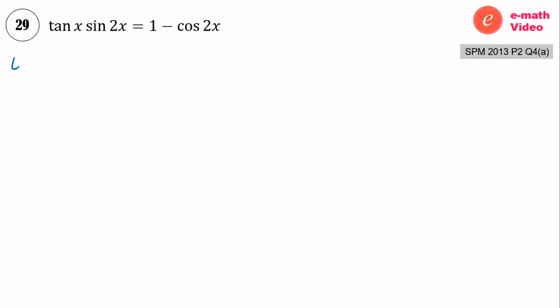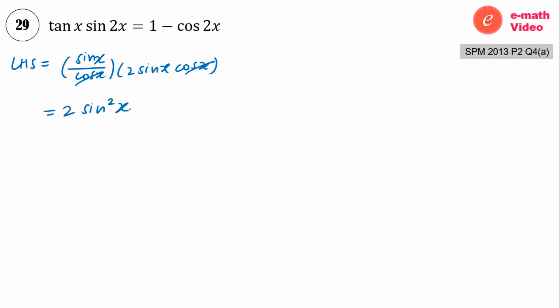39. We have a tangent on the left hand side and a cos double angle on the right hand side. Maybe we'll start from the left hand side, okay? Equals tangent, we don't want tangent, just make it into sine x over cos x. For sine double angle, we only have one formula, 2 sine x cos x. And then you see, cos and cos can cancel, become 2 sine square x.